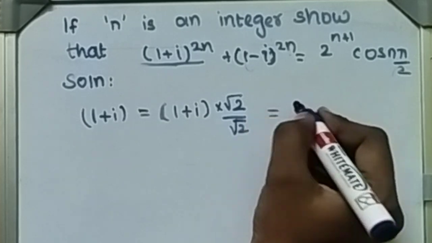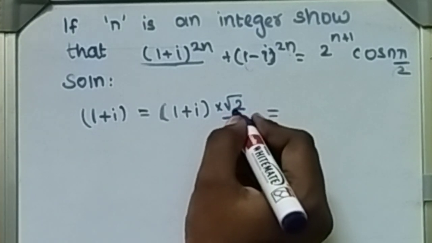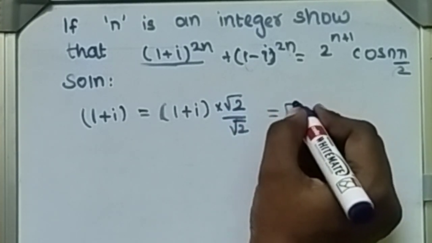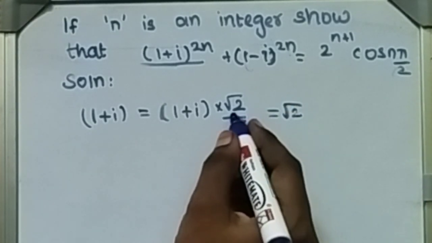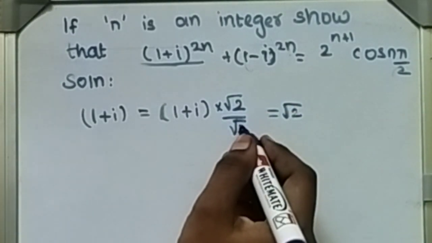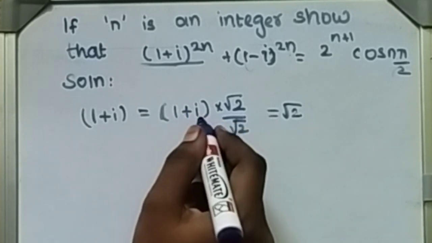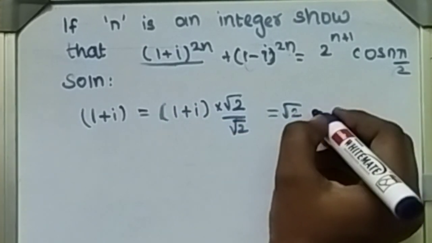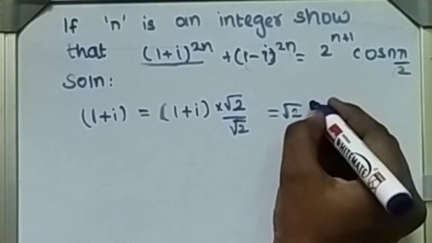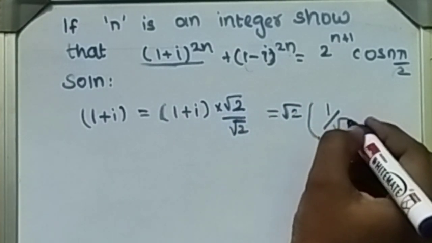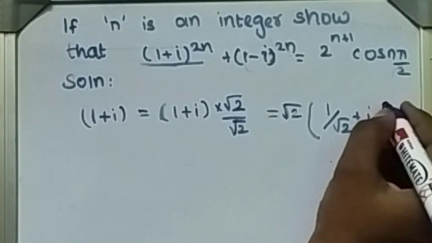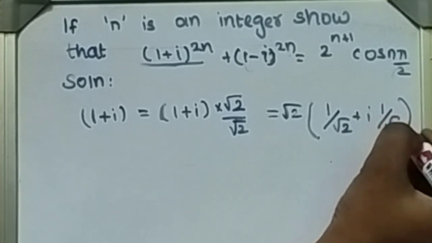So I am rearranging this term now. I am going to write this root 2 in the numerator here and take the other root 2 in the denominator, inside this bracket. So it becomes 1 multiplied by 1 by root 2, which is 1 by root 2, plus i multiplied by 1 by root 2.